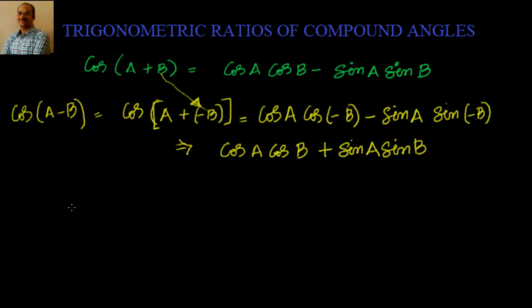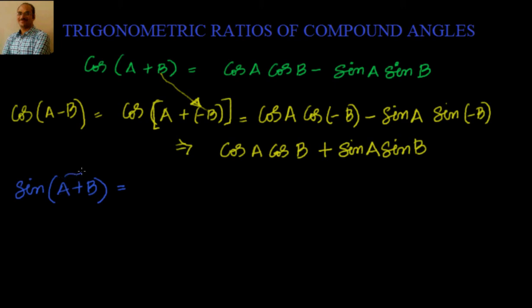Right. Now we have found cos a plus b, cos a minus b. Now let us try to find out what is sin a plus b. Okay, we are interested now in sin of a plus b. I know only cos. I don't know any formula for sin. I want to find it now. So I will try to convert sin in terms of cos so that I can apply one of these formulas.